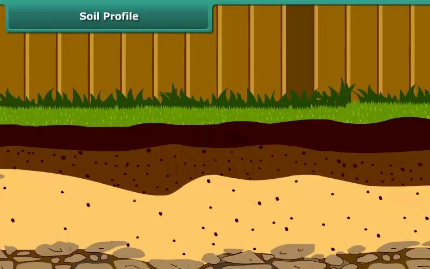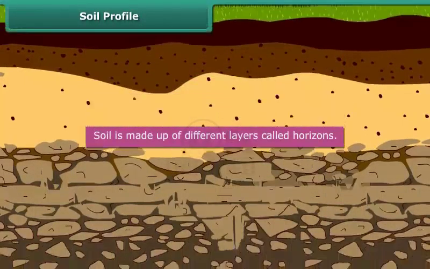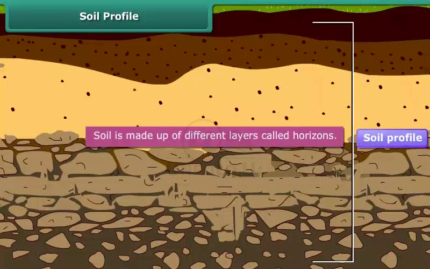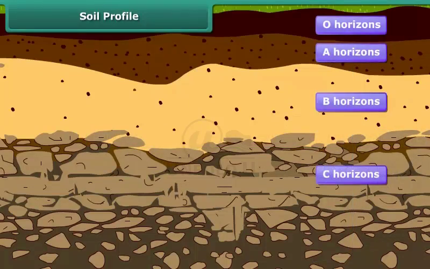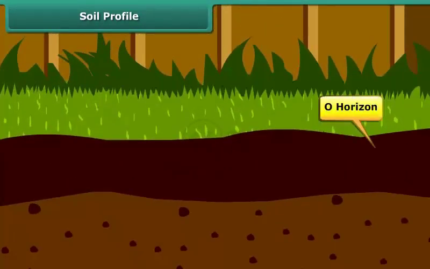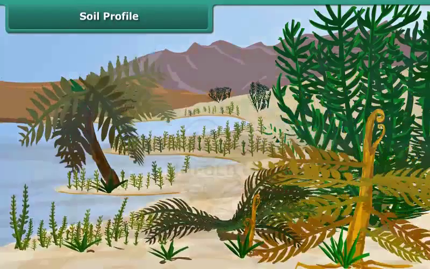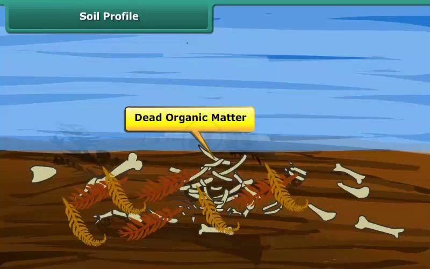Soil profile. Soil is made up of different layers called horizons. Each horizon has its own characteristics. A soil basically has 5 horizons, namely O, A, B, C and bedrock. The first layer is called the O horizon. This layer contains dead organic matter that lies on the surface. This mostly consists of fallen leaves and decaying animals.